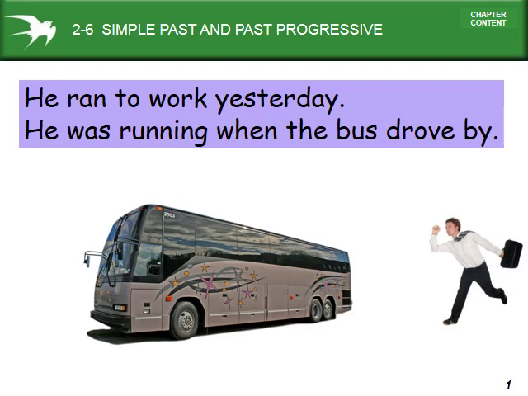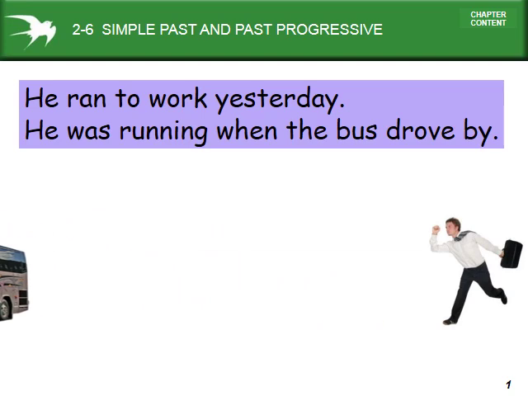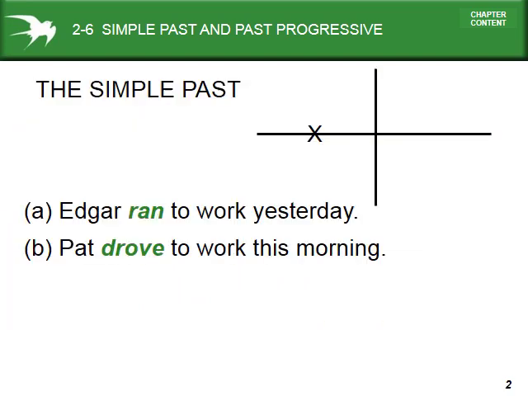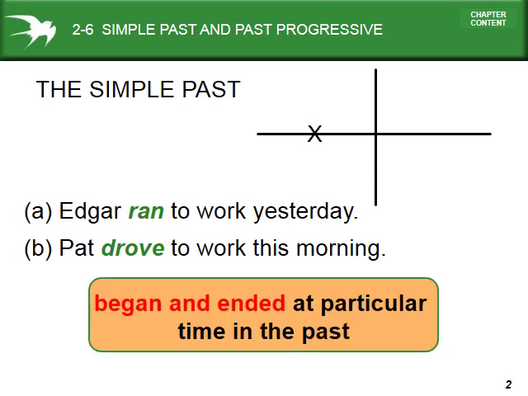So that's one very obvious difference, but we want to focus more on the use. So let's look at the use here of the simple past. Here we have two examples. We say Edgar ran to work yesterday and Pat drove to work this morning. Now on that axis, we see the X, and the X represents the simple past. What that means is that it's some event that began and ended at a particular time in the past. So when we use the simple past, we're describing something that happened at some specific time and that is now no longer true, or not no longer true, but is no longer going on.